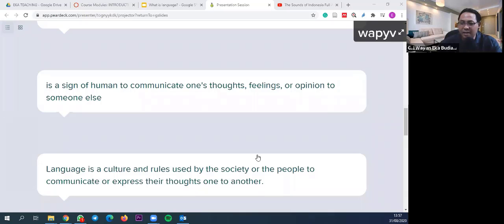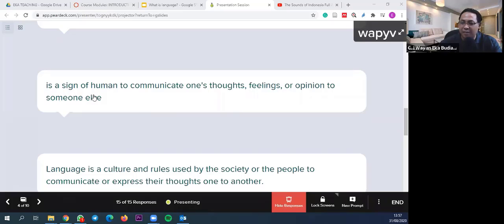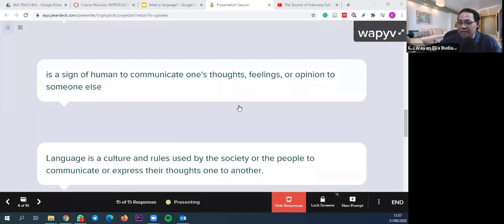So sign, but again, be careful with the term sign of human, because sign is probably part of the language itself. But later on, you can use that sign as a point for people to communicate or share their thoughts and feelings here.